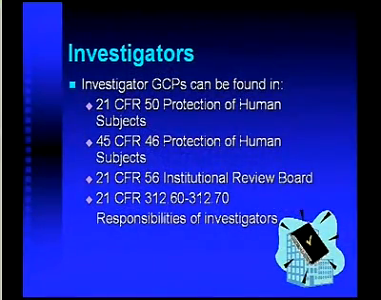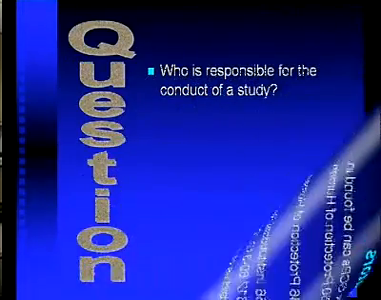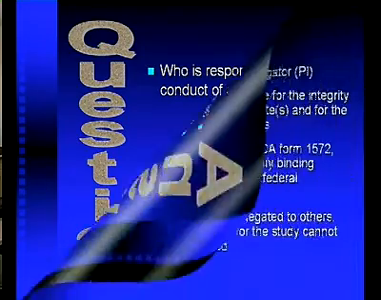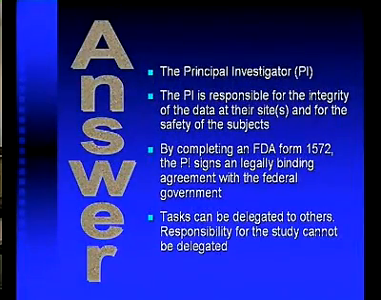These are some places where you can find good clinical practice guidelines for investigators and their responsibilities. A very basic question, and sometimes I hear some investigators trying to shirk this responsibility, but who is responsible? It is the PI. He's responsible for the integrity of the data and for the safety of the subjects. By signing an FDA Form 1572, it's a legally binding agreement with the federal government.